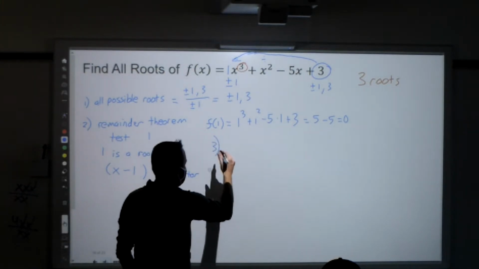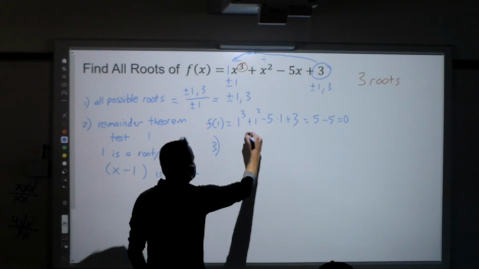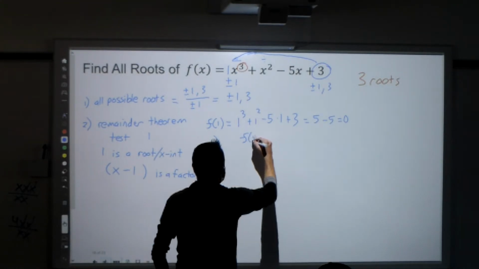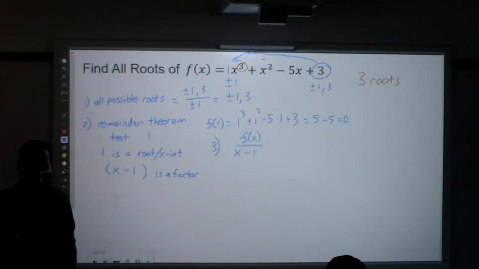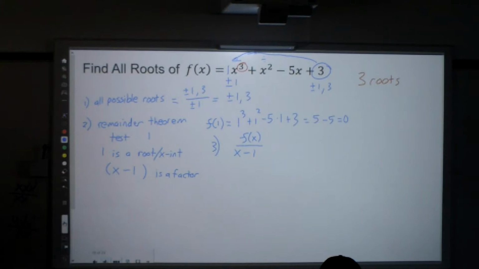So I'm going to jump over to here. What we're going to do is we know that x minus 1 is a factor. So we're going to divide f of x by x minus 1 using synthetic division. You're like, I like long division. I'll say, okay, you can do long division. I'm going to do synthetic.